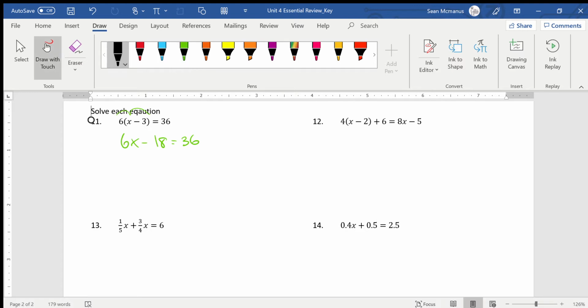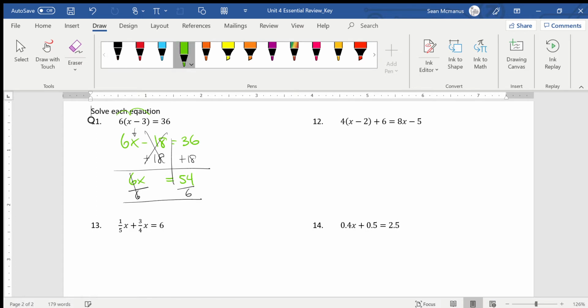My goal is to get this x all by itself. So the first thing I have to do is get rid of the minus 18, because that's a term attached with the term I want to get alone. So I have to add the 18 to both sides. Negative 18 and 18 give me a 0. 36 plus 18 is 54. Now I have my x multiplied with the 6, so I have to divide that away, and I do the same thing over here. That got the x all by itself. 54 divided by 6 is 9.